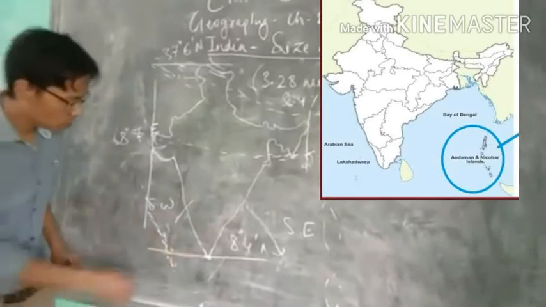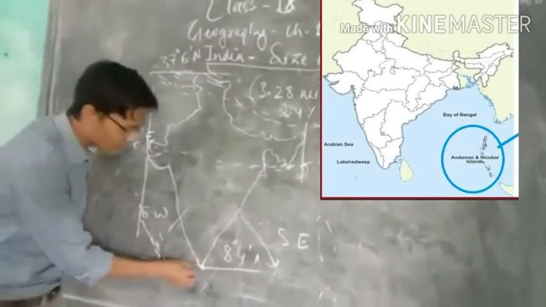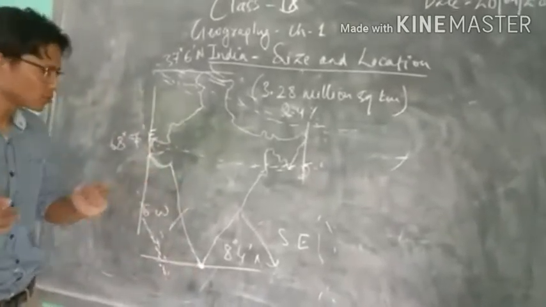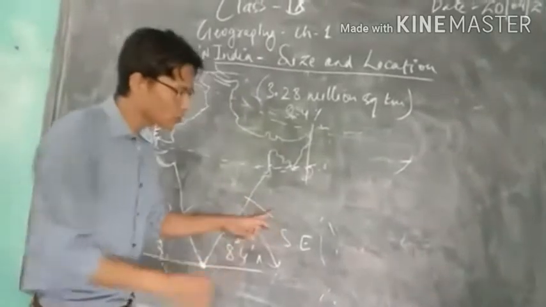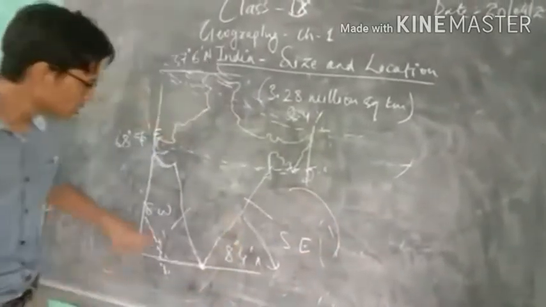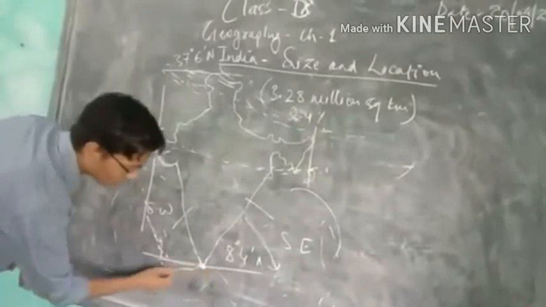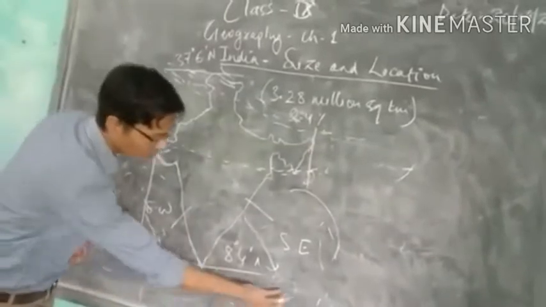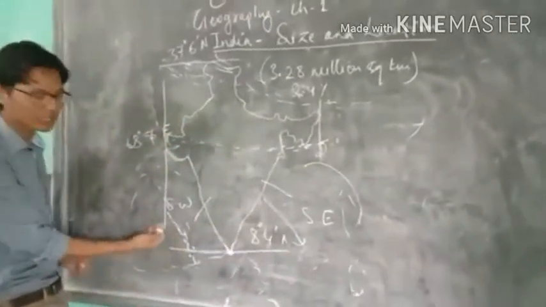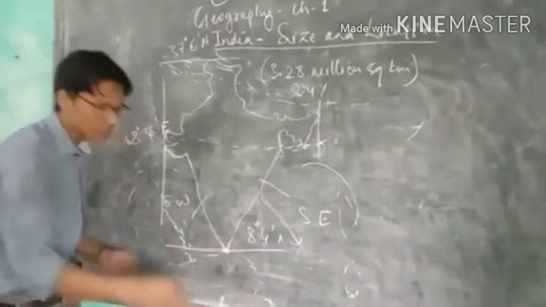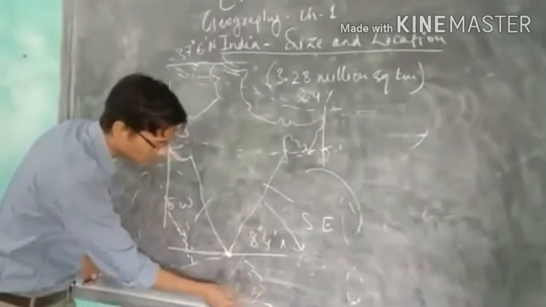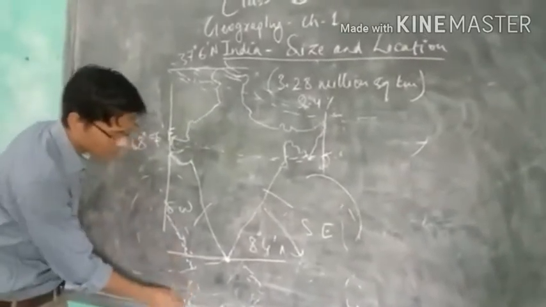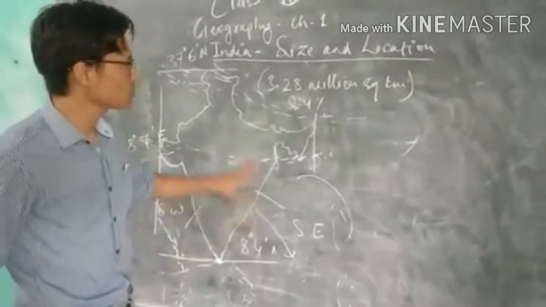Kanyakumari is the point where three seas meet together. Which are the three seas? This part is the Bay of Bengal, this part is the Arabian Sea, and to the south we have the Indian Ocean. So this is the point where all three seas meet. We have the Andaman and Nicobar Islands, and then Lakshadweep over here. Still further south we have our neighboring country Sri Lanka, and to the south of Lakshadweep we have Maldives, a different country.